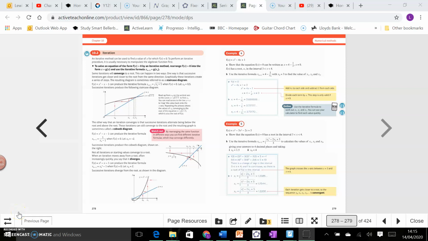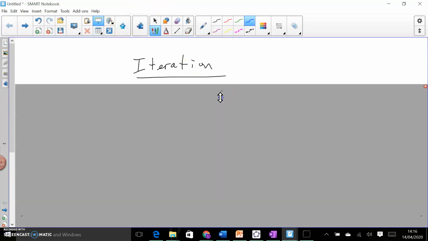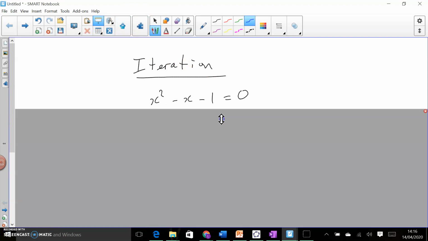Hello everyone. This lesson is on numerical solutions to equations, and this one will be concerning iteration. You'll find this on page 278 of the Pure Maths 2 textbook. Okay. What we're going to do then is solve equations of the form a function of x equals 0. And this is an example of what we're going to do.